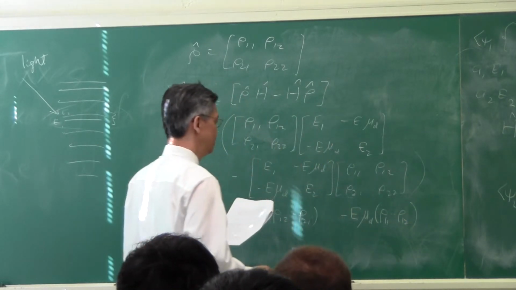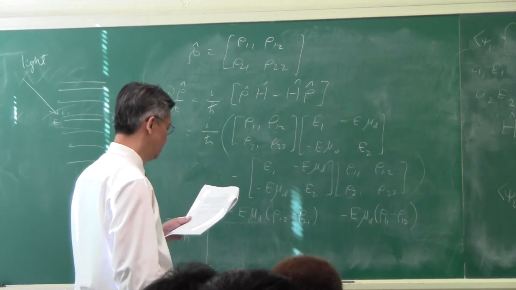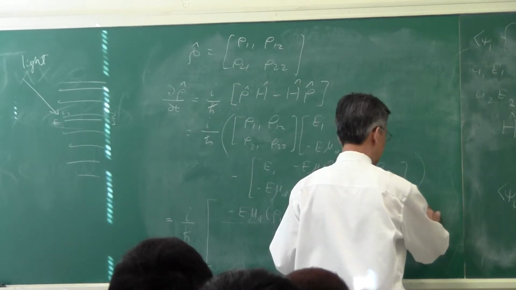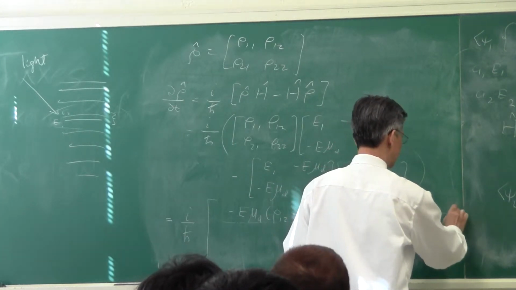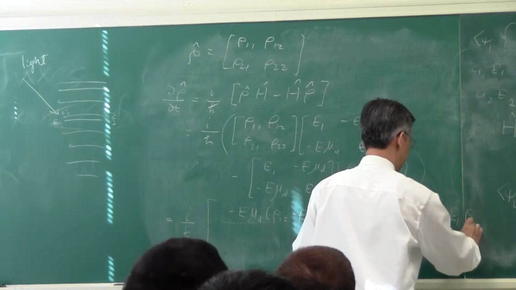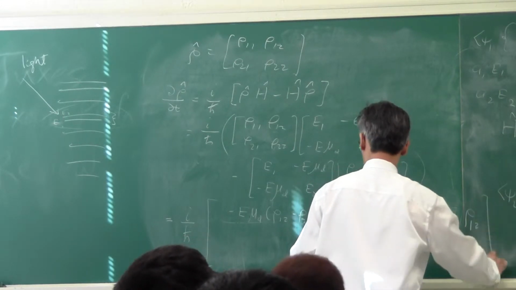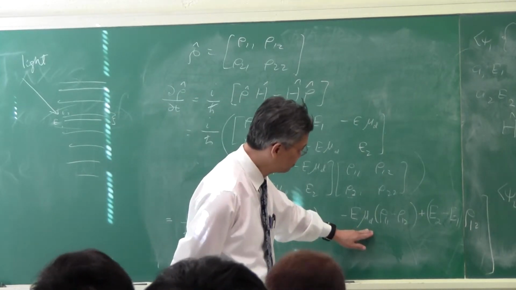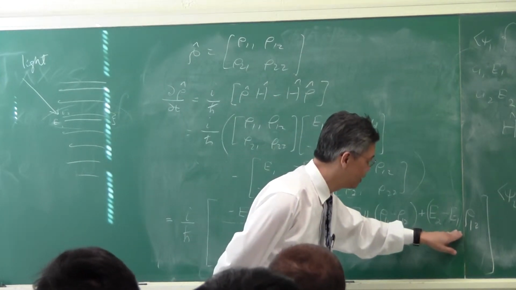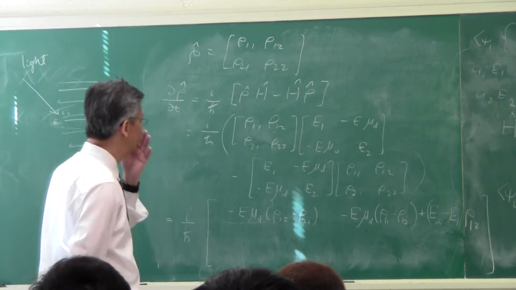If the electric field is not there, this term would not have been there. And then you will have (E2 minus E1) times rho 1,2. This other term is there because of the presence of the electric field. This term is there because rho 1,2 is not equal to 0.